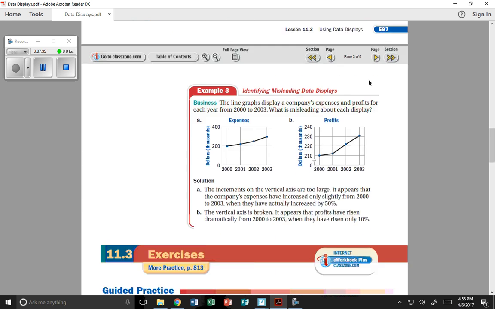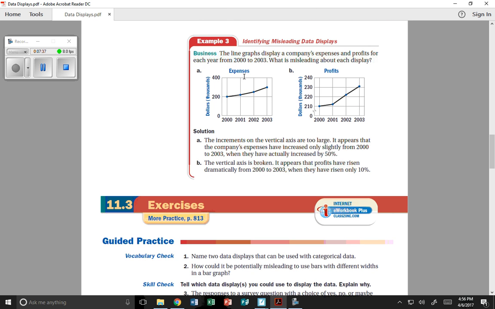All right, so if you look at this, for example, we have 2 different line graphs from a company, expenses and profits from the years 2000 to 2003. We want to know what is misleading about each graph. So if we look here, the expenses, we're looking over 3 years. That's fine, nothing wrong there.